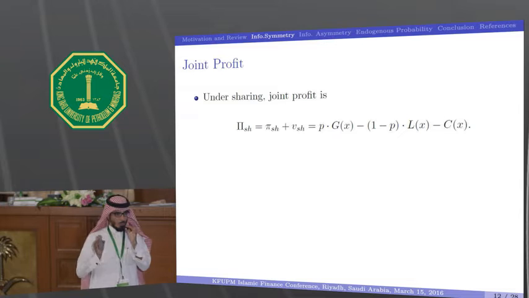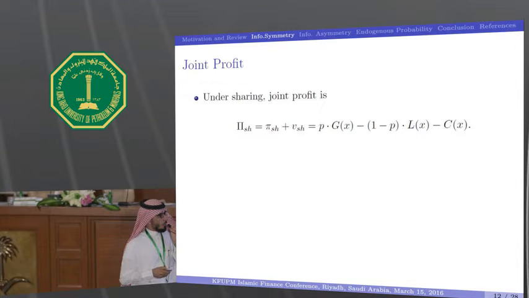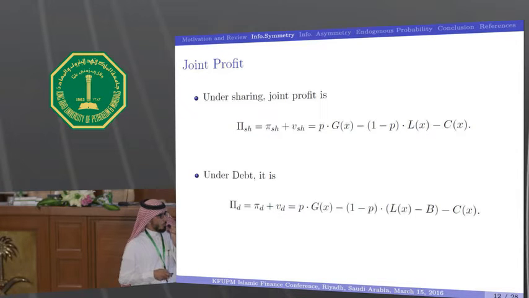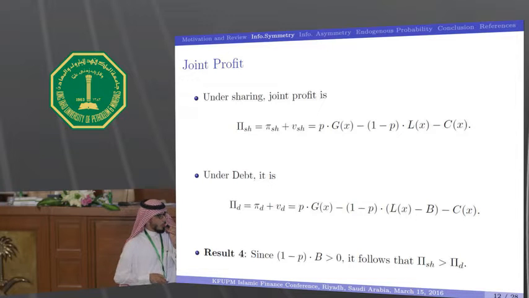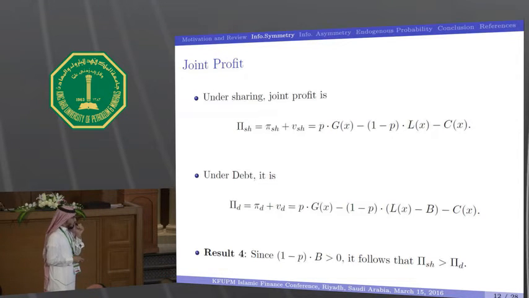Now we want to compare both scenarios. We will do two comparisons. The first one is the joint profit. Under sharing, the joint profit is this one. Under debt, the joint profit is this one. If we compare both, we find that this one minus this one will be 1 minus the probability of success times the bankruptcy cost, which is positive. It follows that the joint profit under sharing is greater than the joint profit under debt arrangement. The reason is the existence of a bankruptcy cost.